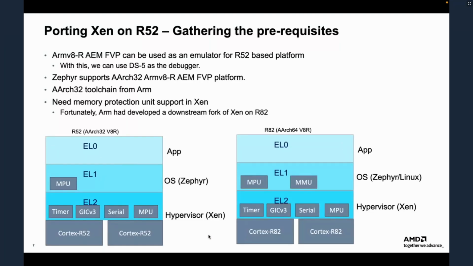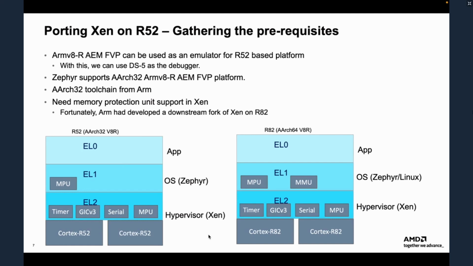So in order to achieve this, we had to port Xen on R52. Our first step was to gather the prerequisites. Now, what do we need to port Xen on R52? First of all, we need some kind of an emulator, because when we started this activity, there was no silicon or in-house emulator available. So we used the Arm R FVP, that is a fixed virtual platform, as an emulator for the Cortex-R52.